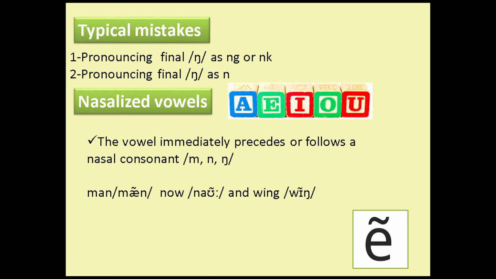Let's see the typical mistakes about the N sound in the pronunciation of the word think. One: pronouncing final N as NG or NK. It's not thing or think. It is thing. Two: pronouncing final N as N. It's not thing, it is thing.